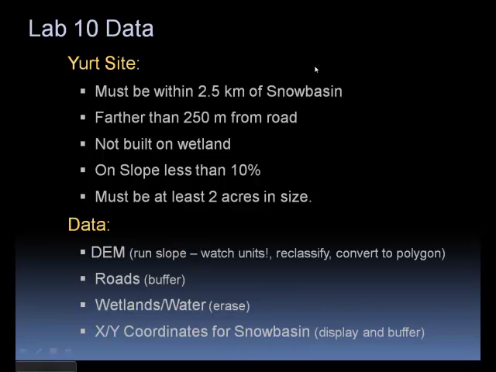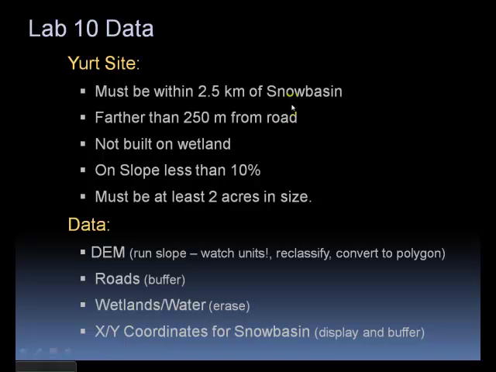These are the parameters for the yurt site. The yurts must be located within 2.5 kilometers of Snow Basin. So we give you some XY coordinates that you're going to put in an Excel spreadsheet. You're going to add them to ArcMap, display the XY data, and then take that temporary event and convert that to a permanent shapefile. That permanent shapefile can then be buffered to 2.5 kilometers.